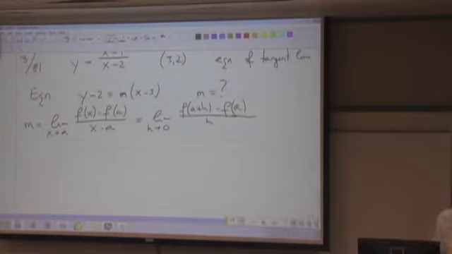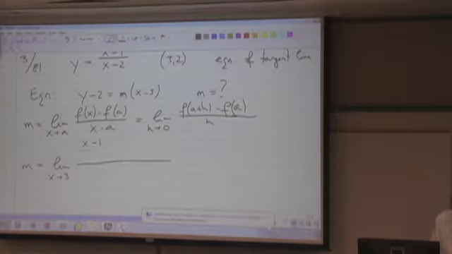Okay. So, what do we have? The limit, as x goes to 3, of the fraction x minus 1 over x minus 2 minus, what is f of a?